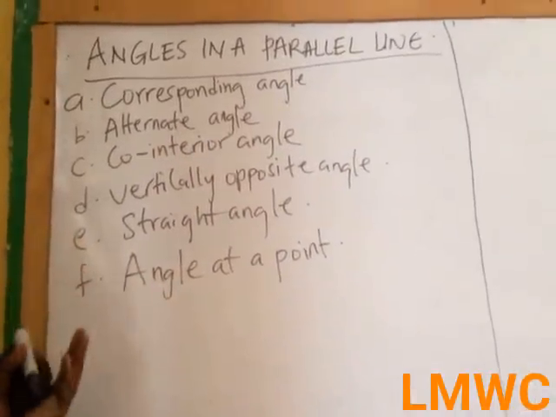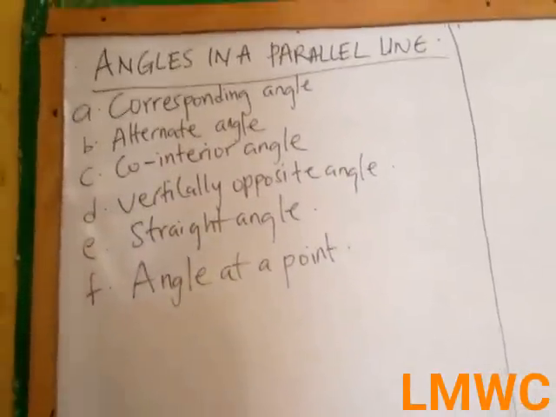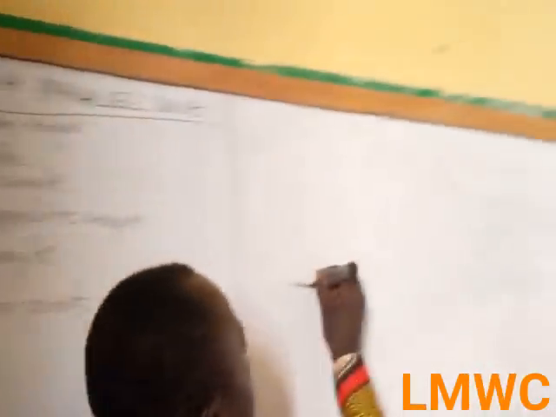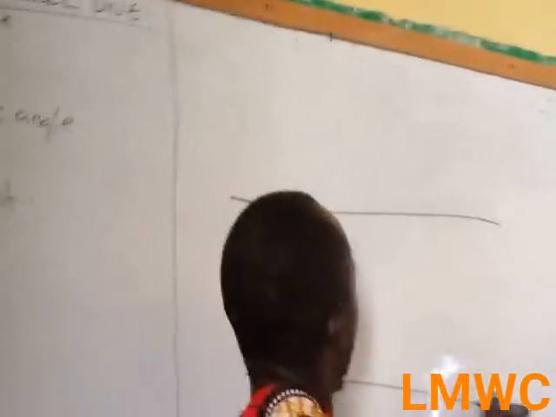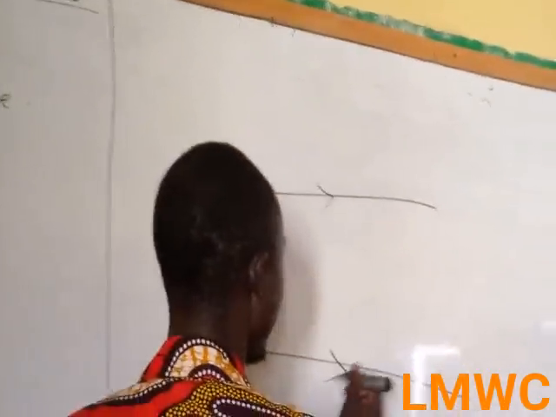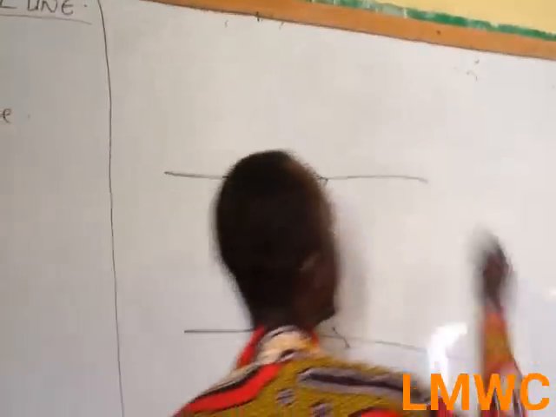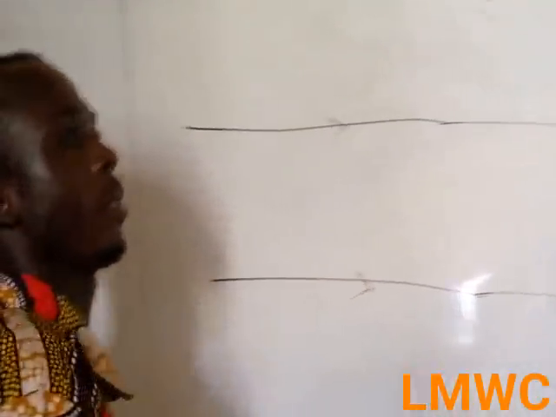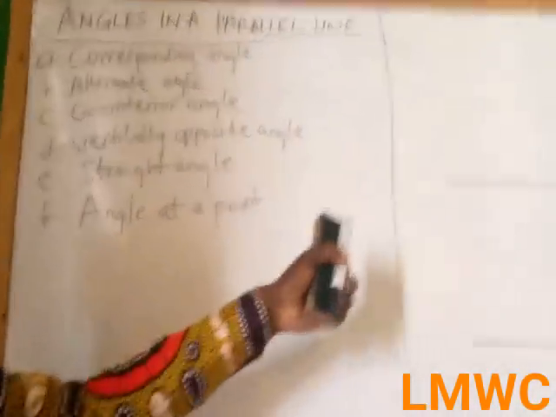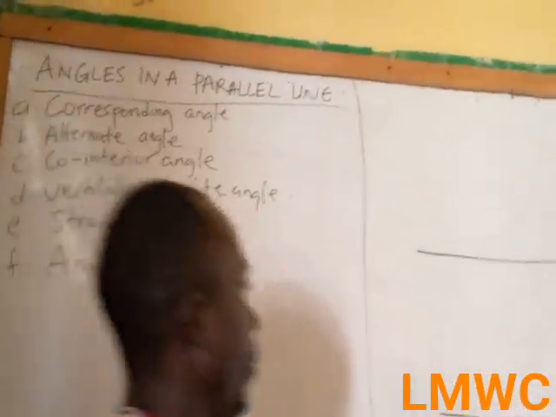And one may ask, what are parallel lines? Two lines are said to be parallel if, when they are extended up to infinity, they won't meet. So far as they are extended, they won't meet. So this is a parallel line.